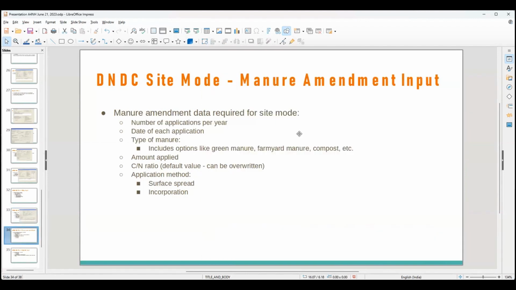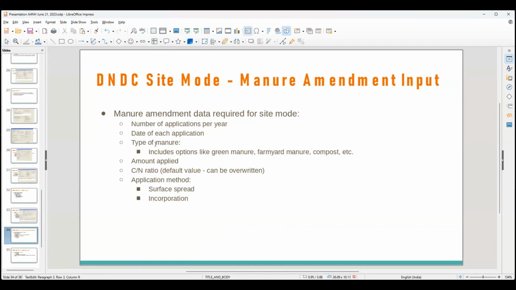Next is the DNDC site mode, manure amendment input. The manure amendment data required for site mode is number of applications per year, the date of each application, the type of manure, with options like green manure, farmyard manure, compost, the amount applied, C/N ratio, where there's a default value which you can overwrite, and what the different application methods are. Is it surface spread, or is it incorporation?